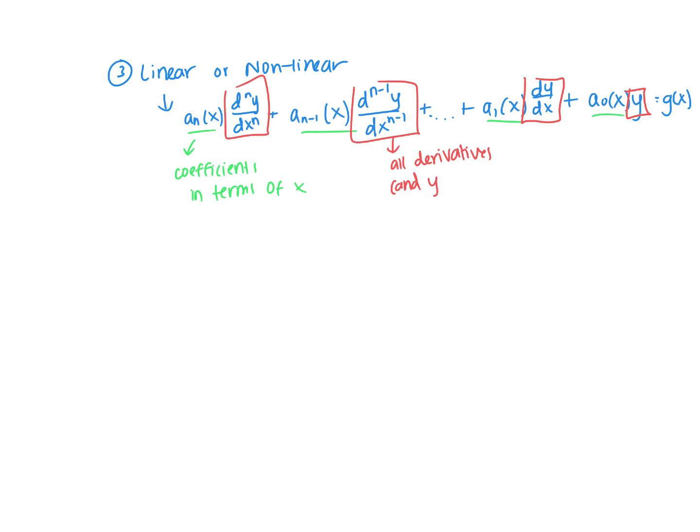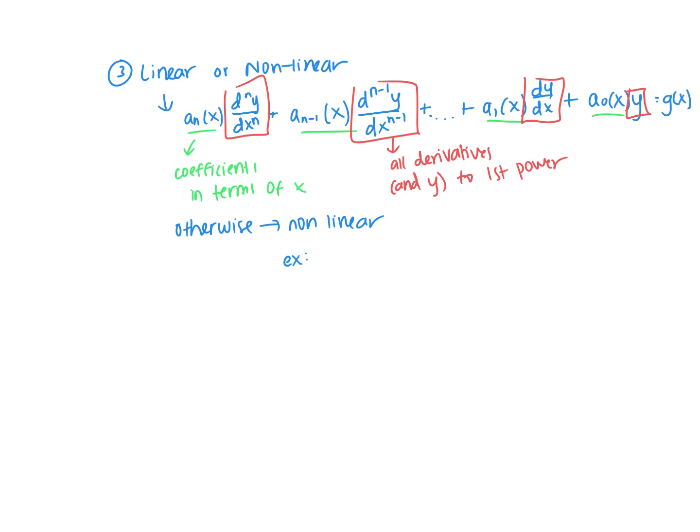And also y. Those are the two conditions to be linear. So both of those have to be met in order to be linear. So if either one of them is not met, then our equation is nonlinear.